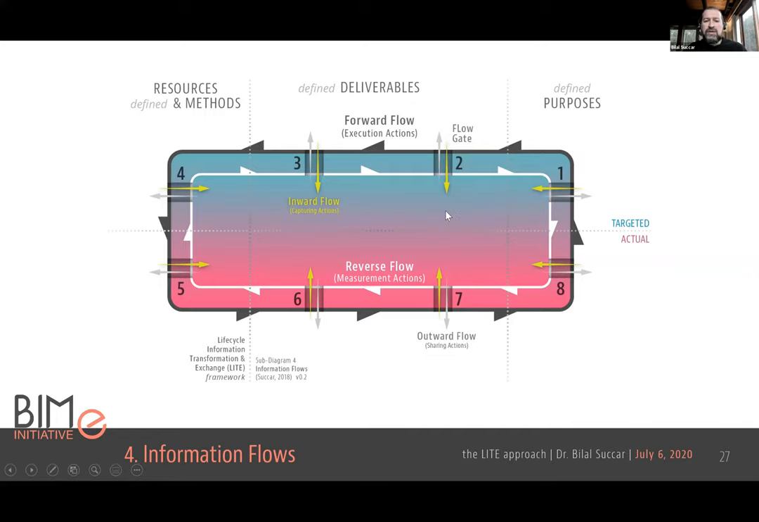There's also two more directions of flow. One's called integration, which goes inward, or capturing, and one's called sharing, which goes outward. I will explain this in a different slide. But these four are connected together. And if you have time, these gates are really important because they actually use agile approaches in managing these flows.